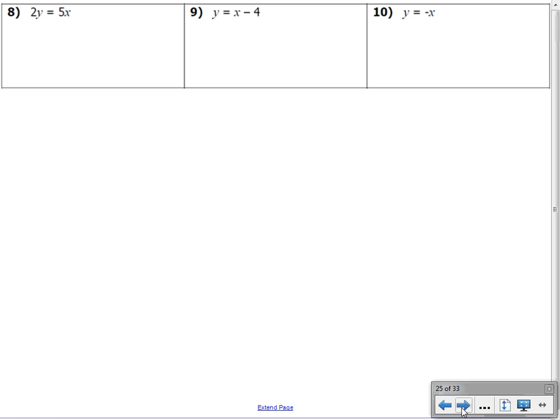Let's look at a few more. For number 8, something that we haven't had to talk about yet is what happens if there's a number in front of a y? What if this isn't in that y equals kx form? Well, that's fine. We can really easily get it there by just solving for y. All we would have to do is divide each side by 2, and we get y equals 5/2 x. And now we can see that this is an equation with a y-intercept of 0, a k value of 5/2. So we can say, yes, this is a direct variation, and our constant of variation is 5/2.